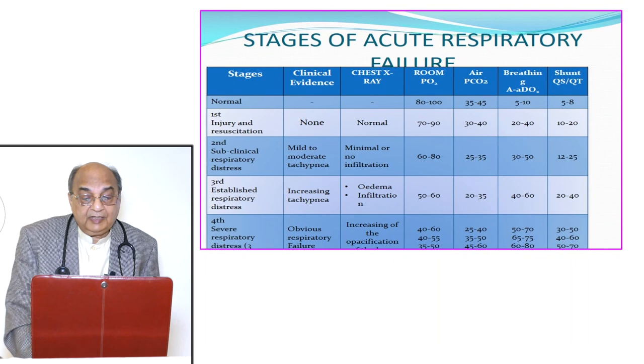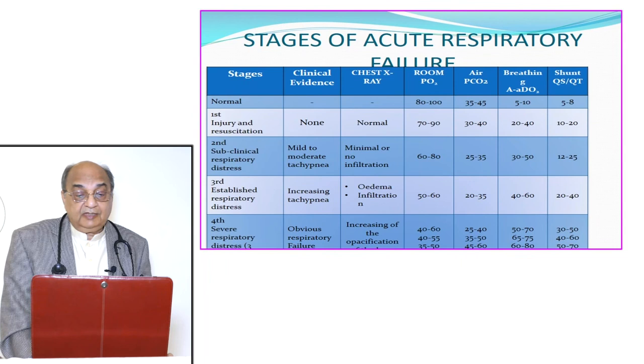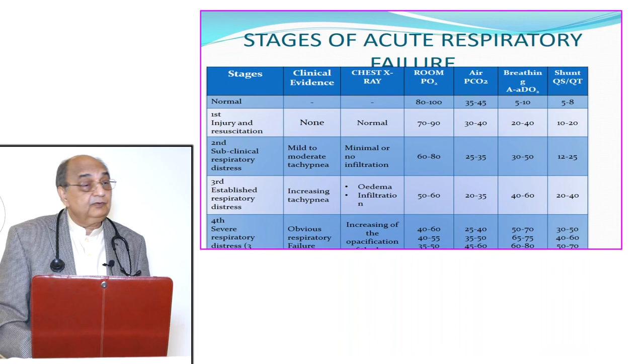Then you look at the A-a gradient, it has gone up to 30 to 50. The gases are reaching the alveoli but are not passing through the alveolar capillary pathway, not going into the blood. So that again should strike you that there is something serious going on. Then if you can measure the QS over QT, that is shunting, it has increased to 12 to 25.